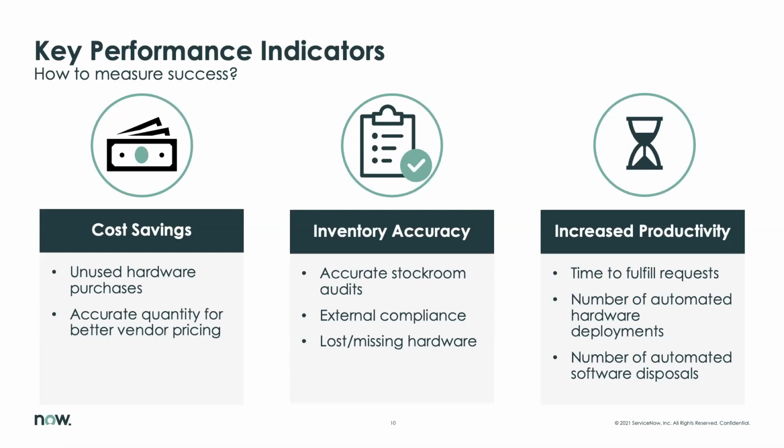Instead of going to the vendor multiple times every time we need a few laptops, if we know of the organization's need in advance, we can negotiate better pricing when we maybe order in larger quantities. In addition, there's inventory accuracy, right? So becoming more accurate with our inventory, accurate stockroom audits, fulfilling external compliance more easily, including less time spent from our resources trying to comply with those external audits, as well as reducing the amount of lost and missing hardware.